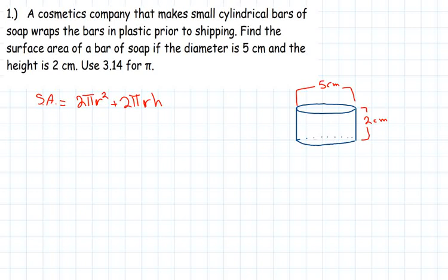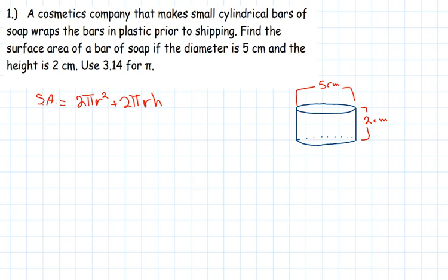First, a cosmetics company that makes small cylindrical bars of soap wraps the bars in plastic prior to shipping. Find the surface area of a bar of soap if the diameter is 5 centimeters and the height is 2 centimeters. Use 3.14 for pi. The first thing we need to do is draw the cylinder, and here I drew a cylinder with the height or the length of the cylinder as 2 centimeters and the diameter as 5 centimeters.